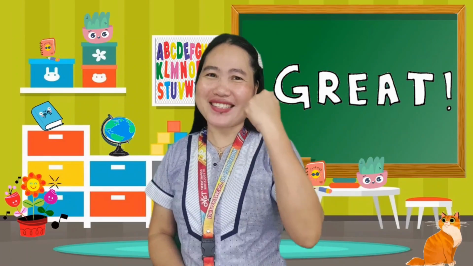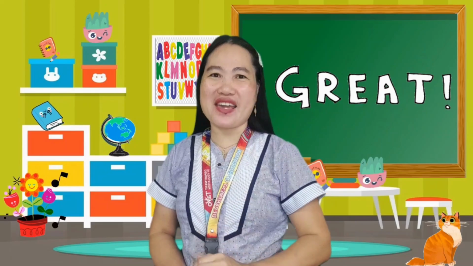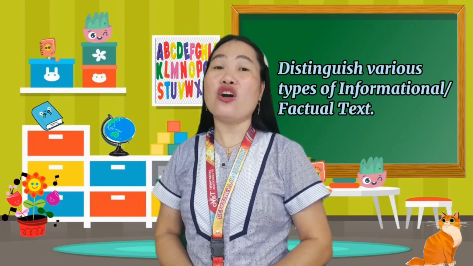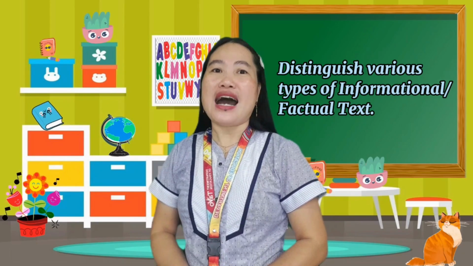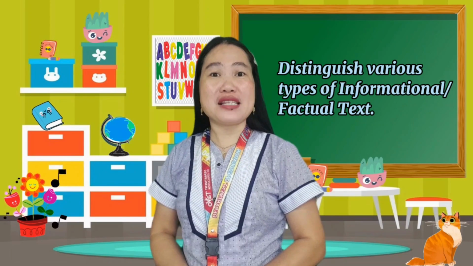Have you learned something from today's lesson? Great! You did it! Today, we have learned to distinguish various types of informational or factual text. An informational text provides the reader with non-fiction information. Factual texts inform, instruct, or persuade by giving facts and information. In identifying whether a text is an informational or factual text, you have to understand its various types.